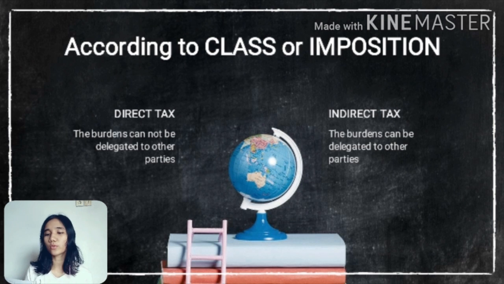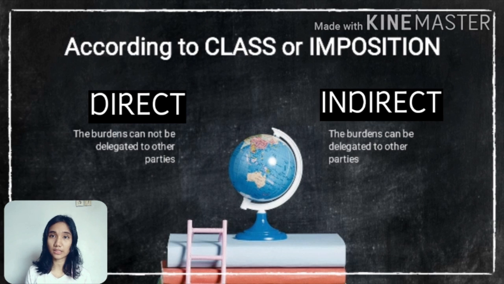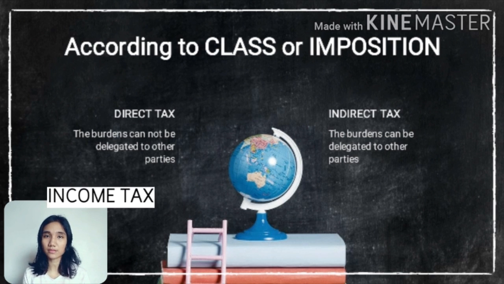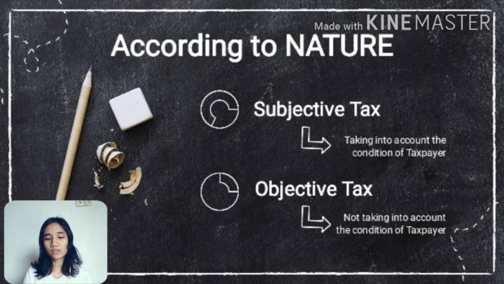According to class or imposition, taxes can be divided into 2 groups. There are direct tax and indirect tax. Direct tax is a tax that cannot be delegated to other parties but must be borne by the taxpayer concerned. For example, income tax. While indirect tax is a tax that can be delegated to other parties, for example, value-added tax.